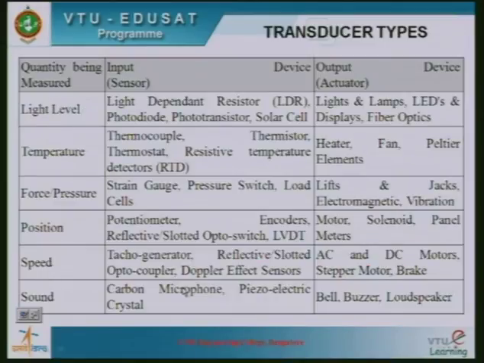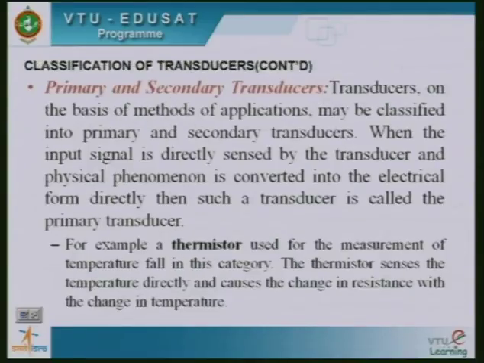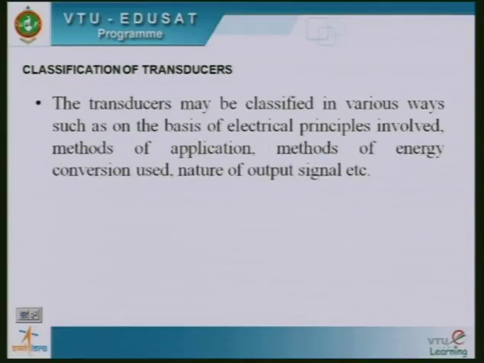Yeah. So let us classify transducers. Transducers can be classified into three different categories. One is primary and secondary transducers. Second kind of classification is a transducer can be active or passive. Third classification is a transducer can be analog or digital. Apart from that, there are many other classifications, but these are the three major basic classifications of transducers.